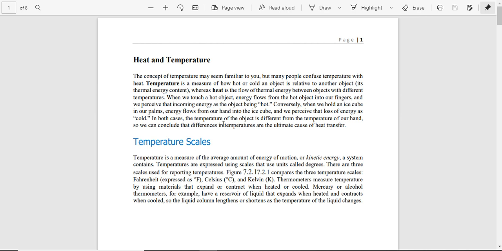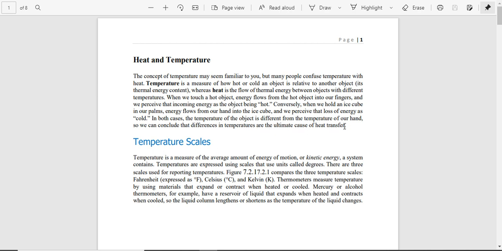Conversely, when we hold an ice cube in our palm, the energy from our hand transfers into the ice cube, and we perceive the loss of energy as cold. In both cases, the temperature is different from the temperature of our hand, so we can conclude that different temperatures are the ultimate cause of heat transfers.